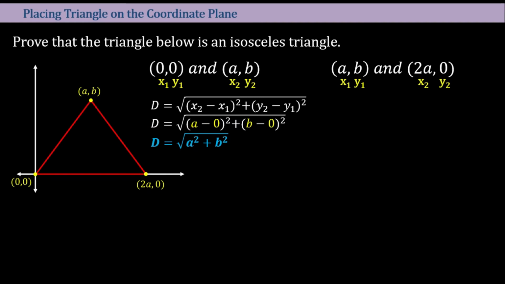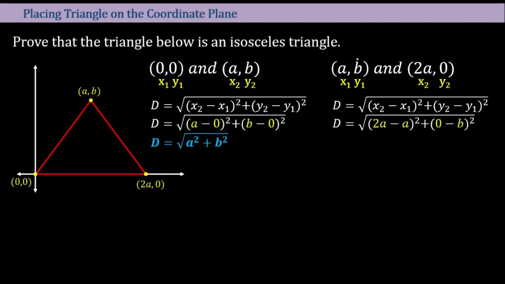On the other hand, let's get the distance between this point and this point. So this will be point 1 and point 2. Again, use the distance formula. Substitute the given that we have, 2a minus a, then 0 minus b. So in this case, 2a minus a will become a squared, and 0 minus b will become negative b squared. Now if we simplify this, this will give us the same value.